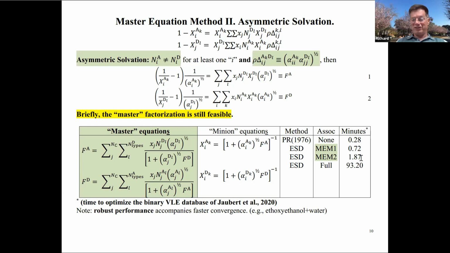That's a huge difference. Now, how much slower is it than, let's say, the Peng-Robinson method? So MEM1 is about 3 times slower than the Peng-Robinson method, and MEM2 is another factor of 2 beyond that. So it's still slower. So it's about 6 times slower than solving the Peng-Robinson equation. You might notice that, but computers are getting faster and faster, so there's a good chance you probably won't notice that, depending on the size of your process simulation.